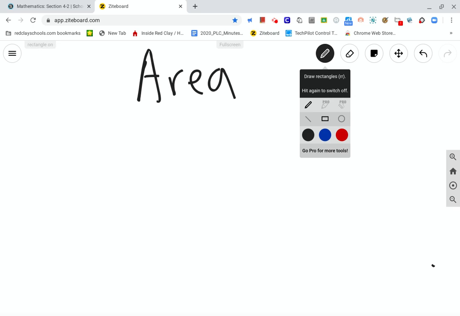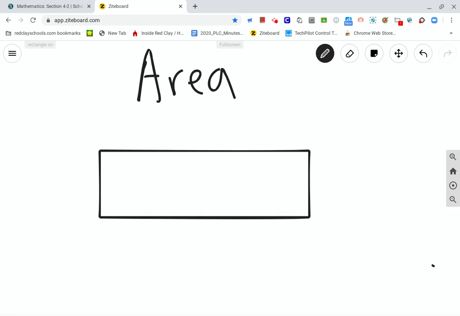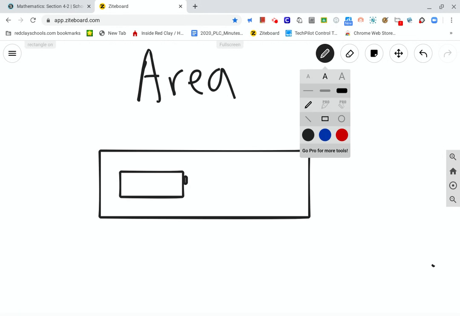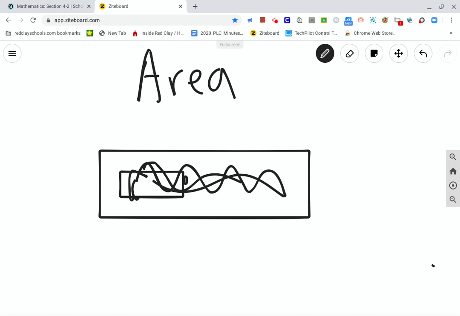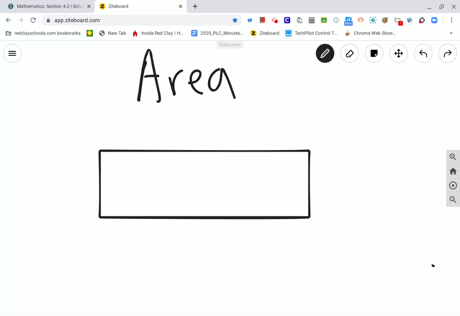If I wanted to take a look at this rectangle right here and I wanted to know the area, basically, I want to know how much space is inside here, okay? And to do that, I need to count squares.